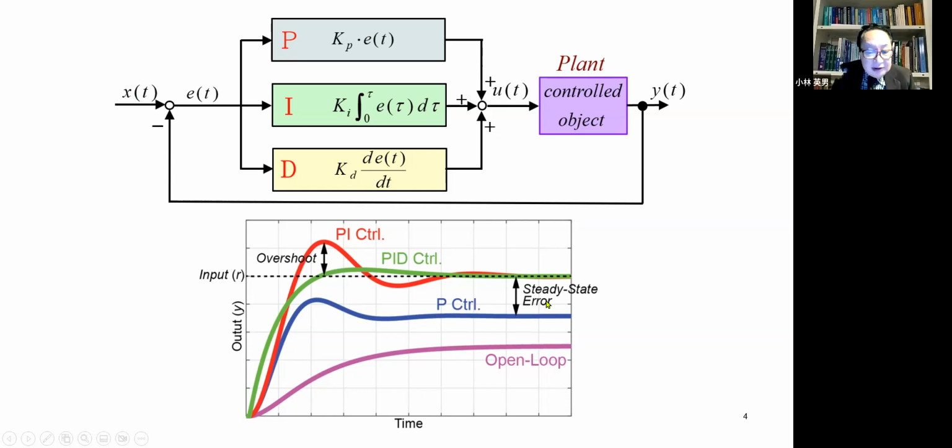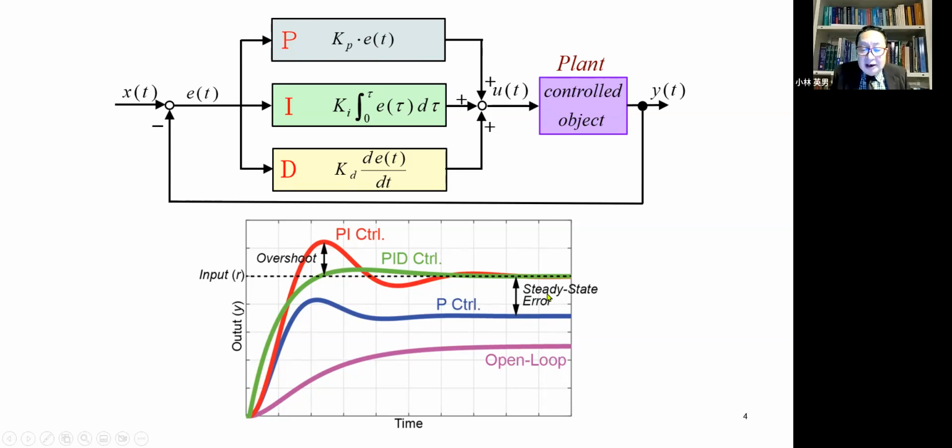So with P control only, we always have steady state error. So we accumulate the steady state error, and this accumulation is made by integration. Then we do PI control, P control and I control at the same time. Then we can get the red curve, okay? Here, we don't have steady state error now.